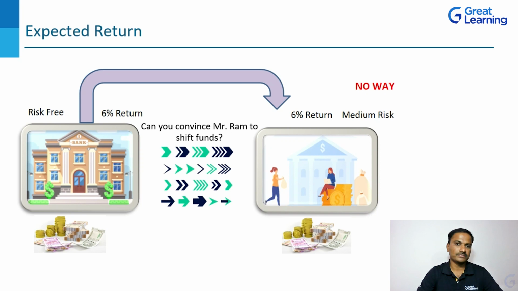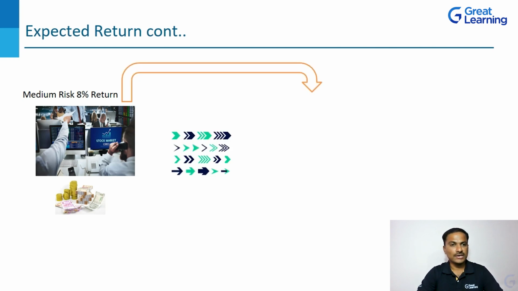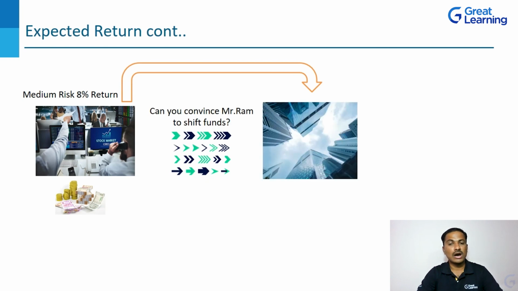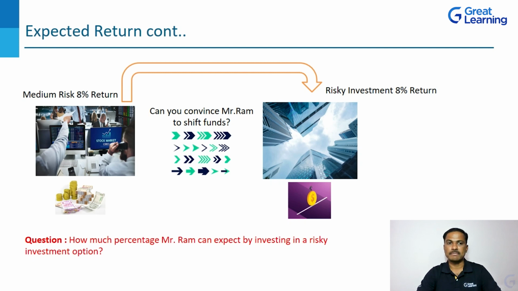Let's see another situation. In the second situation, let us consider Mr. Ram has invested his money in the stock market and is earning 8% return, medium risk. Now, can you convince Mr. Ram to shift his investments to a high risk investment option, which gives him 8% return? He is already earning 8% with medium risk. Can you convince him to shift his funds to 8% return with a risky investment option? This is medium risk, this is high risk. Practically, Mr. Ram or whoever will not agree to go for it, because with a medium level of risk he is already earning 8%, and there is no point in going for 8% return in a risky investment option. So that's a practical decision that every rational investor will take in the market.